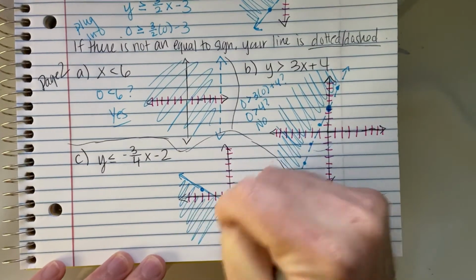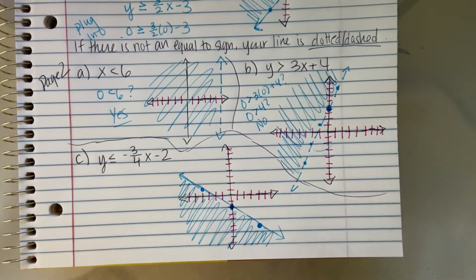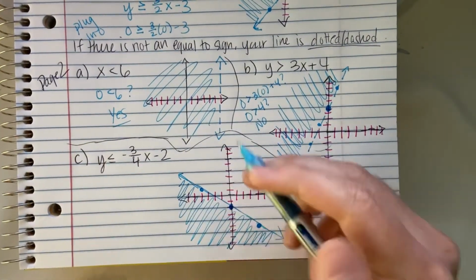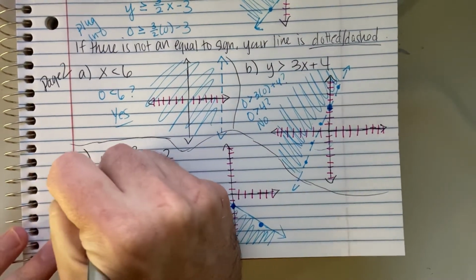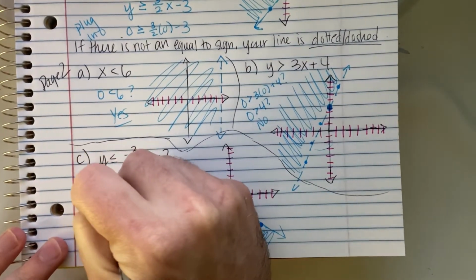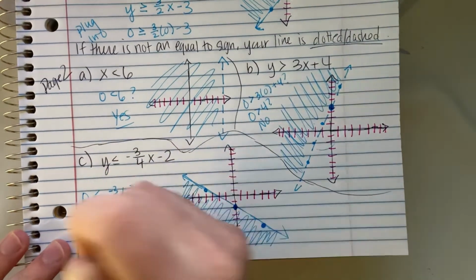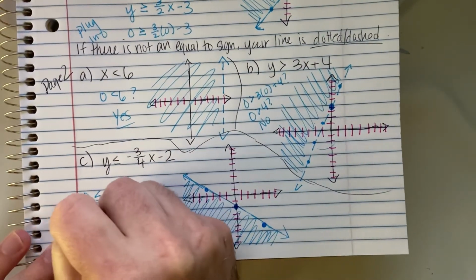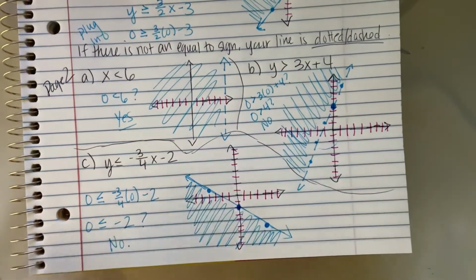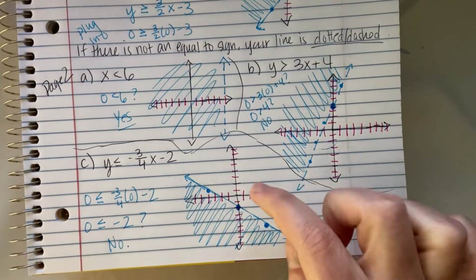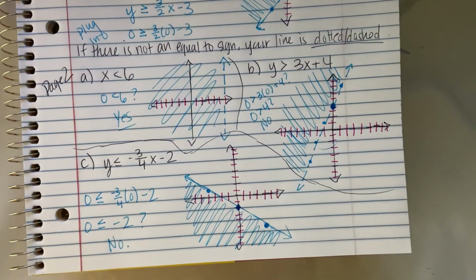But just in case you can't see the above or below, let's plug in 0, 0. Now, we don't expect 0, 0 to work. Is 0 less than or equal to negative 3/4 times 0 minus 2? That's just 0. So 0 less than or equal to negative 2? No. So when 0, 0 doesn't work, that means you shade the other side.